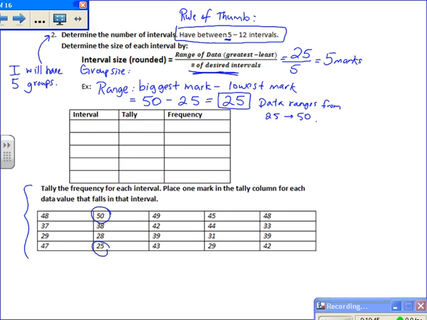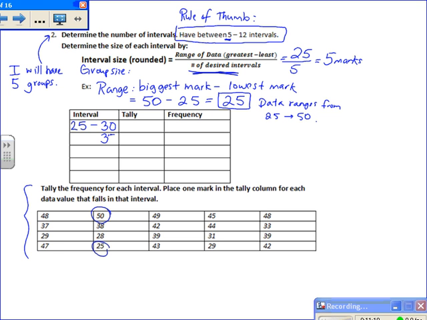So here's my first interval, and I'm going to start with the lowest mark, which is 25. Okay, and I'm going to go all the way up to 30. Okay, so my interval size is 5 marks here. So 25 to 30 will be my first group. The next group I will make will be from 30 to 35.